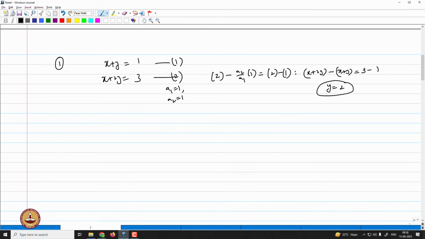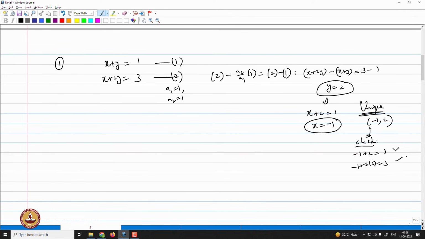So you put y equals 2 here, I'm going to get x plus 2 equals 1, which is x equals minus 1. That's it. I've solved it. Anytime you get a solution like this, there is a unique solution, right? So the unique solution is minus 1 comma 2. You can go back and do a quick check: minus 1 plus 2 equals 1, minus 1 plus 2 into 2 equals 3. Both are checked, you're done.